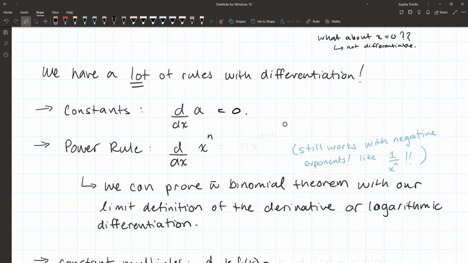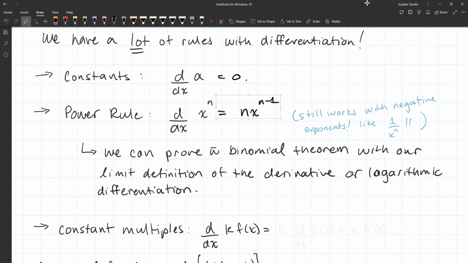Another really handy one that you might have seen is the power rule. The derivative of x to the n is going to be equal to n times x to the n minus 1, which still works with negative exponents. If we have 1 over x to the n, that's the same as x to the negative n, and so we can still use the power rule here. We just bring down this minus n to the front, and then subtract 1 from up here. And that works exactly the same.